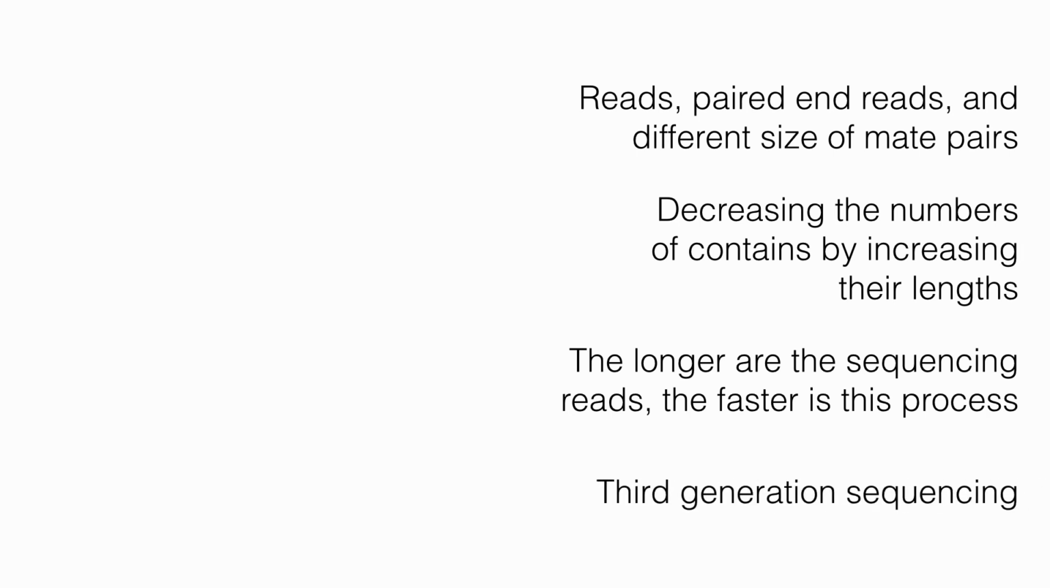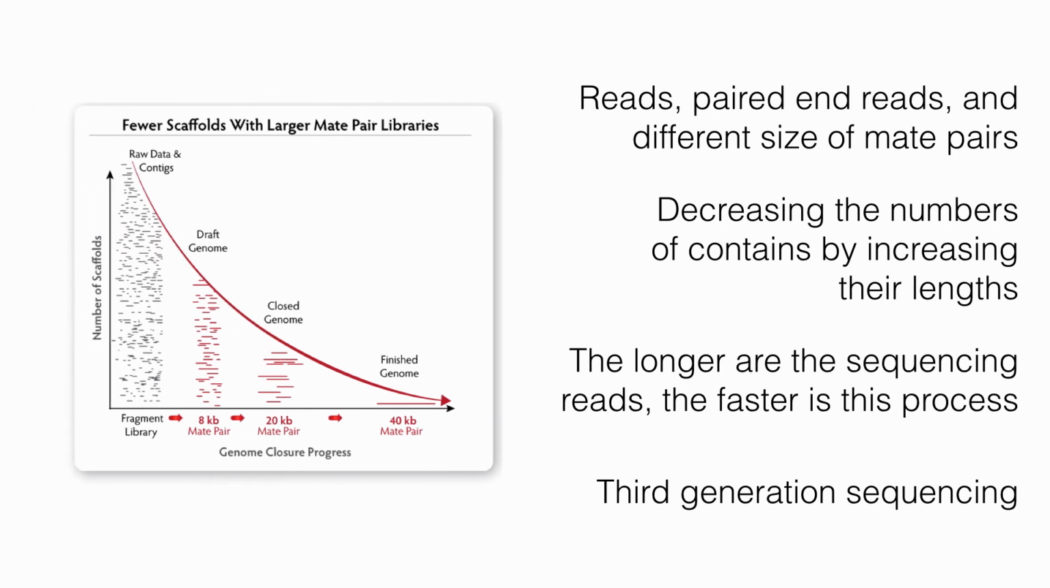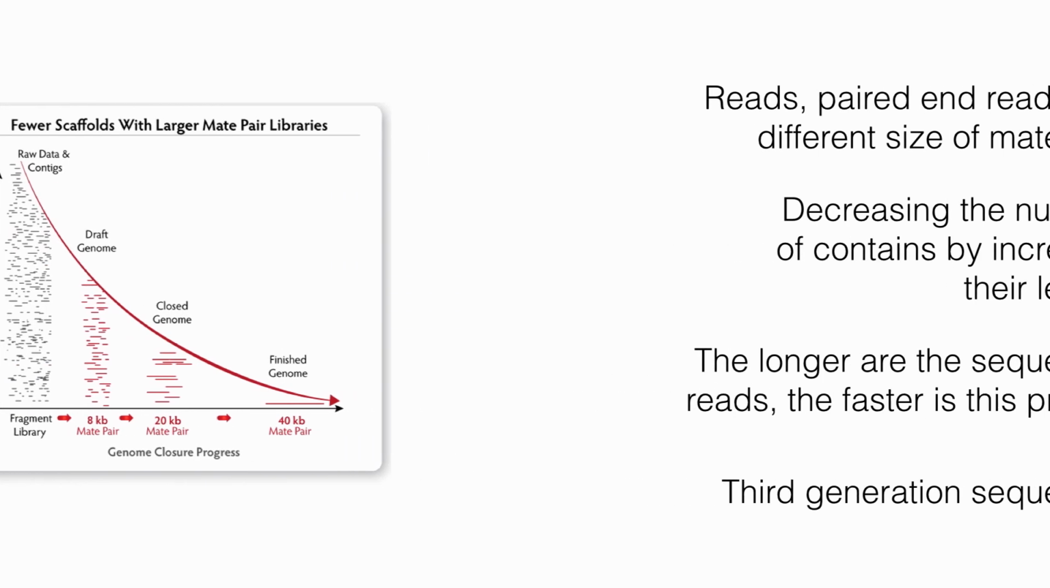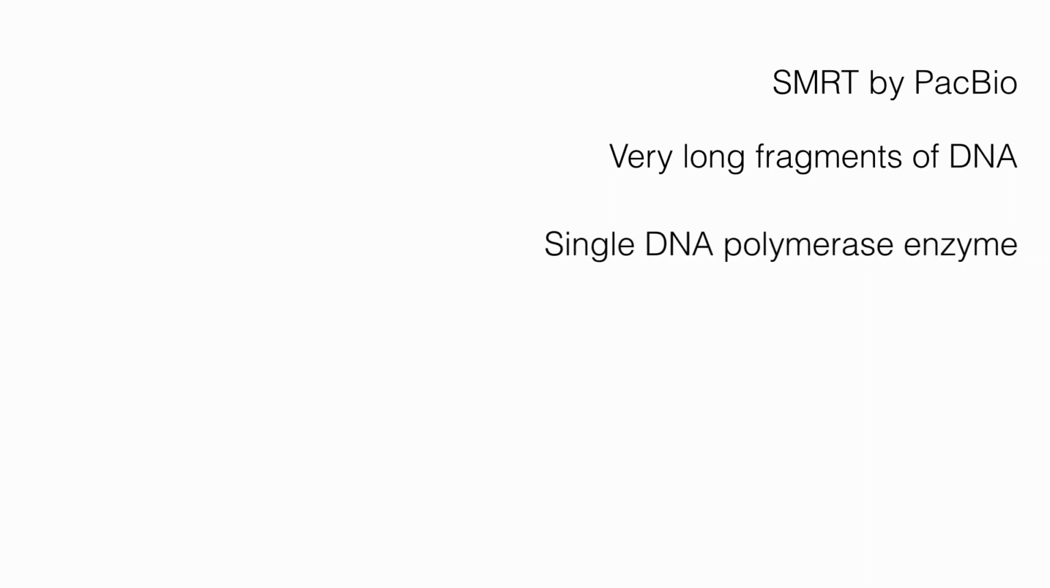Third generation sequencing. Single molecule real-time sequencing, or SMRT, has been developed by PacBio. This is a parallelized single molecule DNA sequencing method that allows sequencing of very long fragments of DNA. The crucial difference from Illumina methods is that here, instead of the DNA fragment, a single DNA polymerase enzyme is affixed to the bottom of the cell, to which a single molecule of DNA attaches as a template.